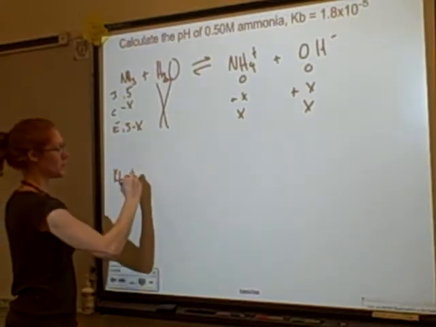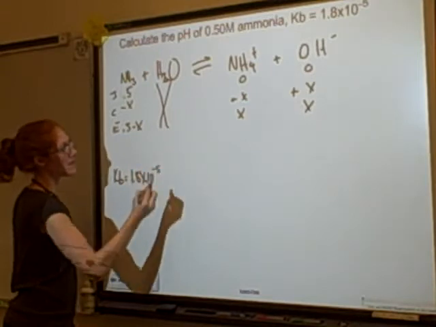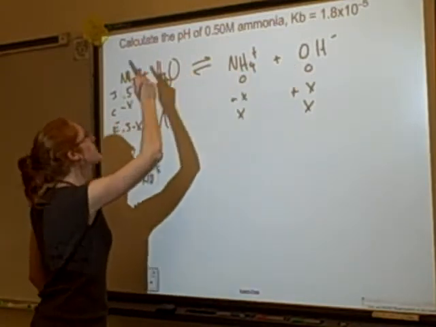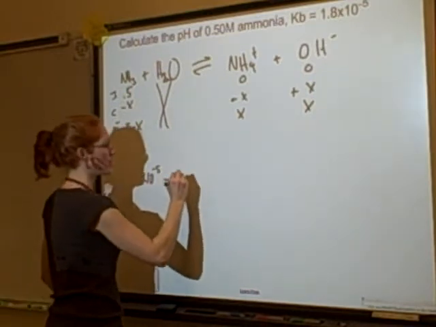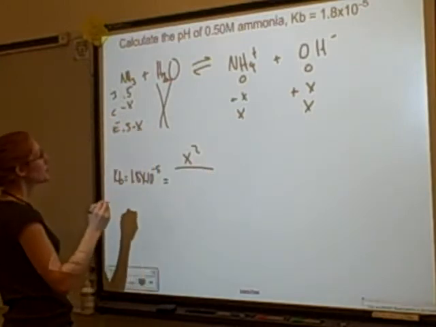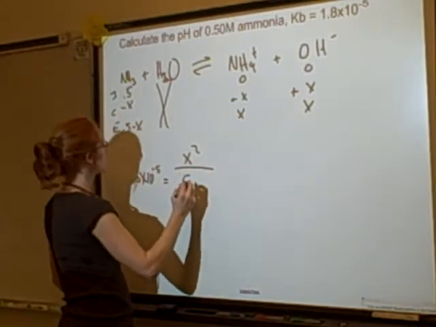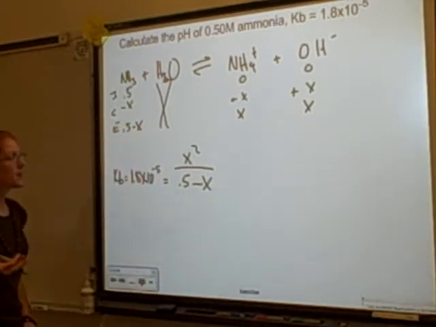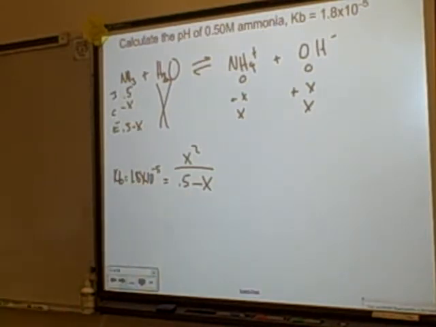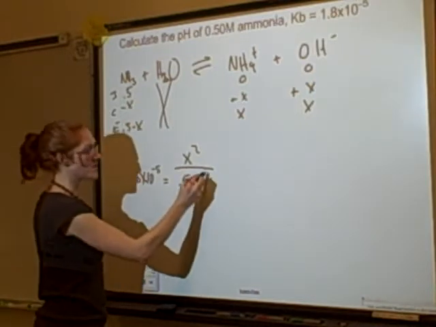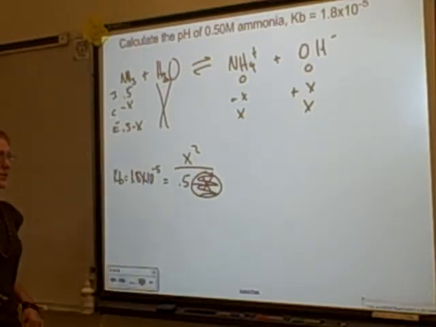So my K expression, this time it's Kb. Kb is equal to 1.8 times 10 to the negative fifth, and that's going to be this times this divided by this. Products over reactants, there's no coefficients, so everything's 1. So that's going to be x squared over 0.5 minus x. I have the same thing going on here where I can say that this is at least 100 times smaller than this, so I can assume that x is going to be really small. I can assume that it's going to be so small that 0.5 minus x is really just 0.5. I should check that later, by the way. I didn't on the last one, and that was bad.